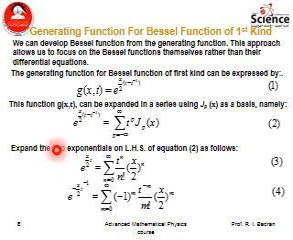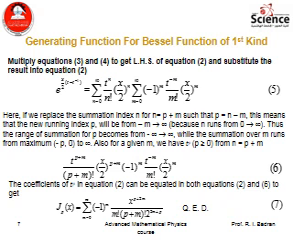Now, to do that, we need to expand this generating function, and we separate it into two exponentials. The first one is expanded in this way, while the second one is this. Combine these two and substitute equations 3 and 4 into 2. We will get the new formula in terms of the expanded Bessel function. So the left-hand side of equation 2 becomes in this form.